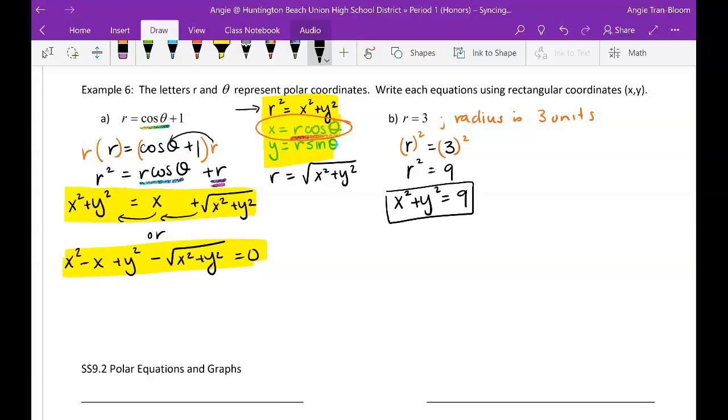Well, think about it. We studied this already. This is a circle, you're right, with a radius of 3. So this in rectangular will always be the same shape as polar. Polar is usually more like graphing around, using angle and radius, but in rectangular we use x and y. Doesn't matter, sometimes we can still get the same shape. This is the end of example 6.